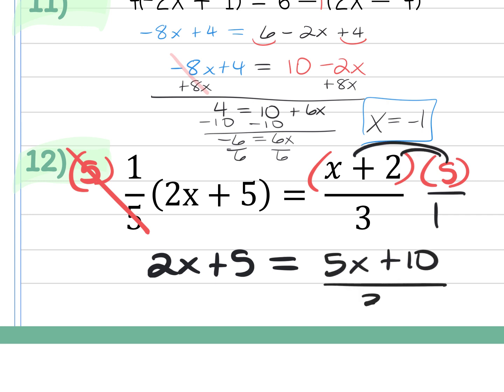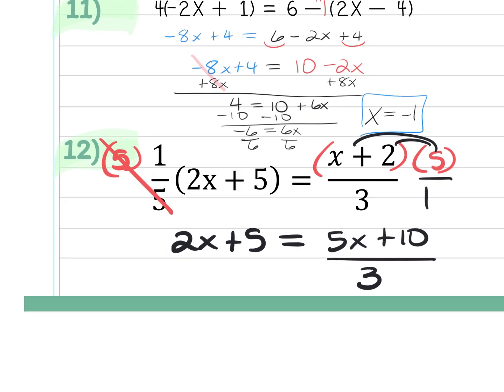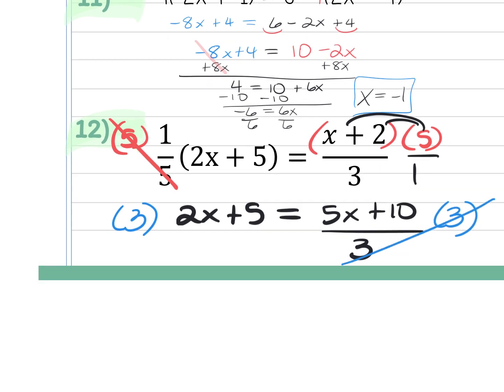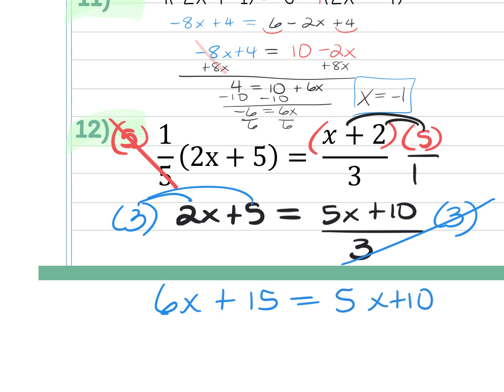It still has that 3. And now I'm going to get rid of the 3 that's in the bottom. You could have multiplied the whole thing by 15 and done it in one step. But just to show you, multiply it by 3. It cancels that side. And now distribute the 3. 6x plus 15 equals 5x plus 10.